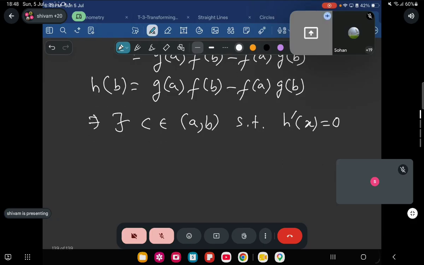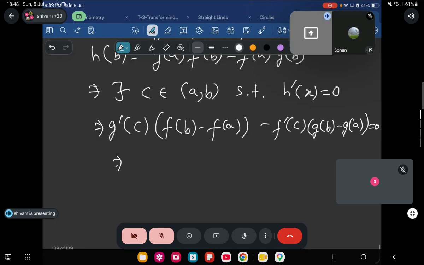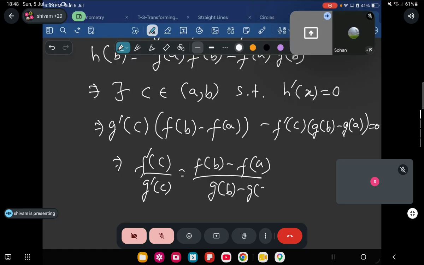Everyone, this implies g dash c into f of b minus f of a is equal to f dash c into g of b minus g of a equal to 0. Tell me, anyone having any doubt, you can ask me. This implies f dash c by g dash c is equal to f of b minus f of a upon g of b minus g of a. Tell me, anyone having any doubt, you can ask me now.